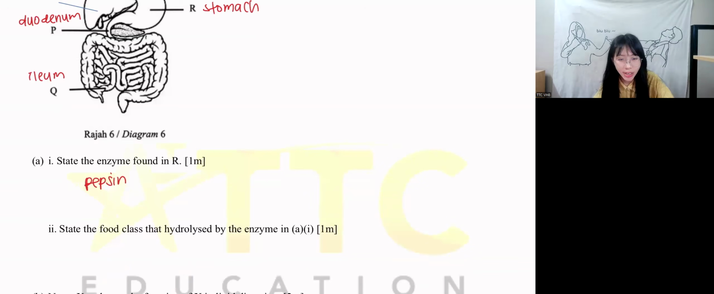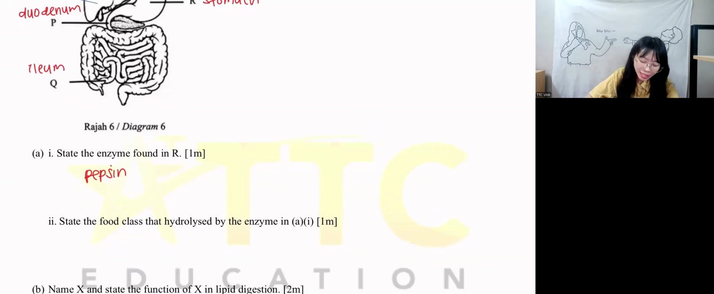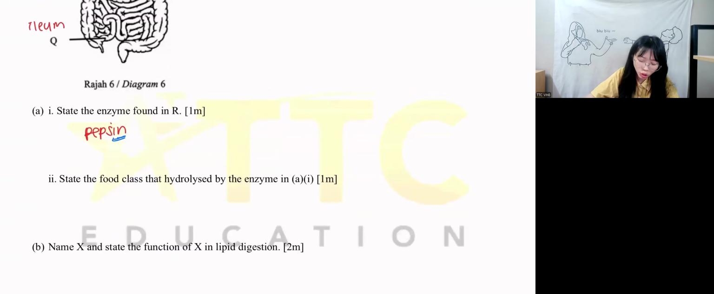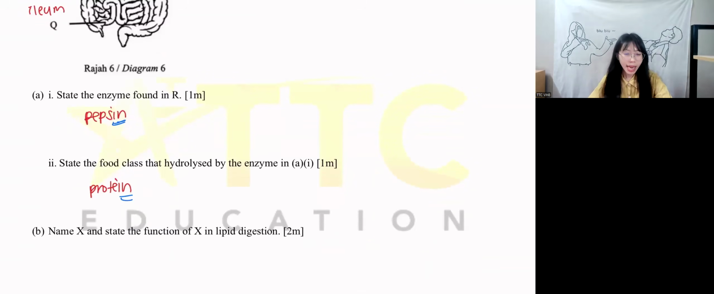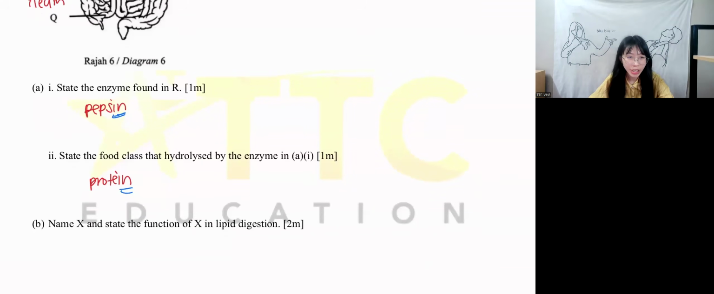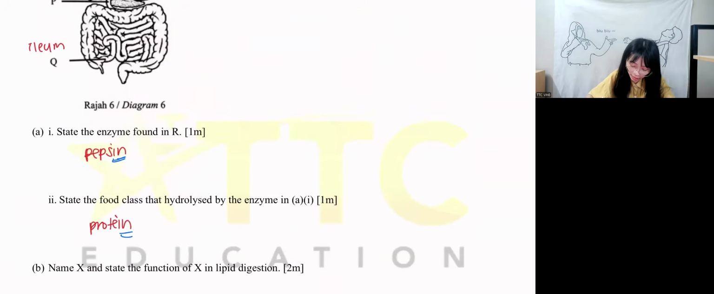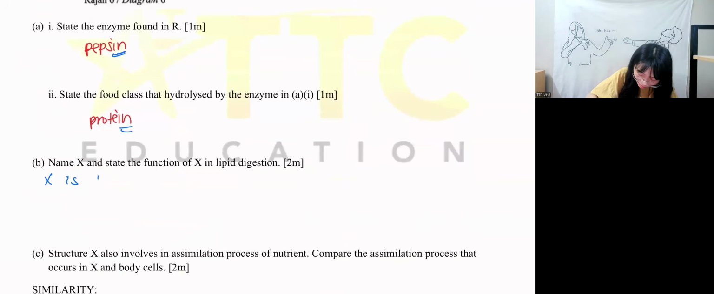State the food class that the enzyme hydrolyzes. Whenever the enzyme ends with IN, it means it has to be a protein enzyme. Protein food. The class of food is protein. Next: name X and state the function of X in lipid digestion. So we know that X is what? X is liver.